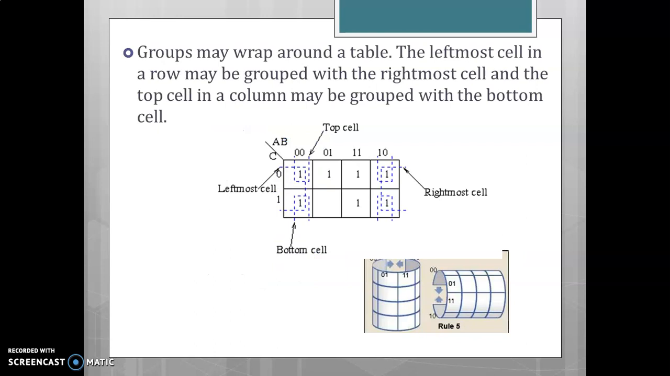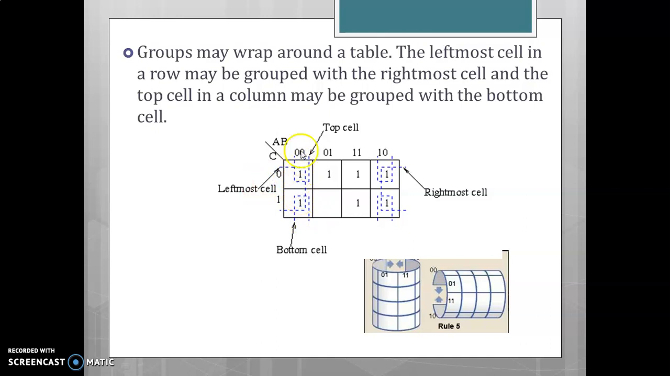Groups may wrap around the table. The leftmost cell in the row may be grouped with the rightmost cell, and the top cell can be grouped with the bottom cell. As we have seen already, neighbor cells differ only in 1 bit position. The leftmost cell corresponds to 0 0, and the rightmost cell corresponds to the input value 1 0, which means I have a difference only in the first bit. The second bit remains the same. So they both are neighbors, and they can be grouped together.